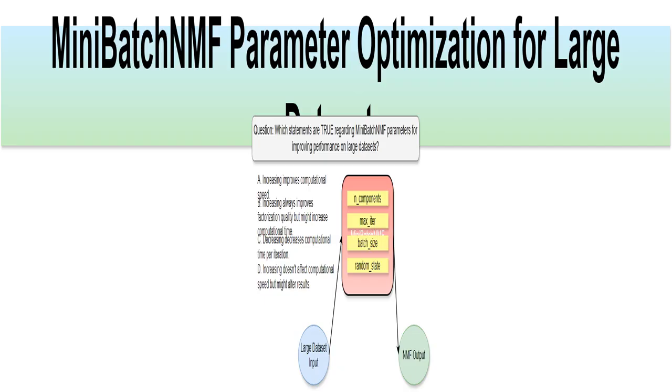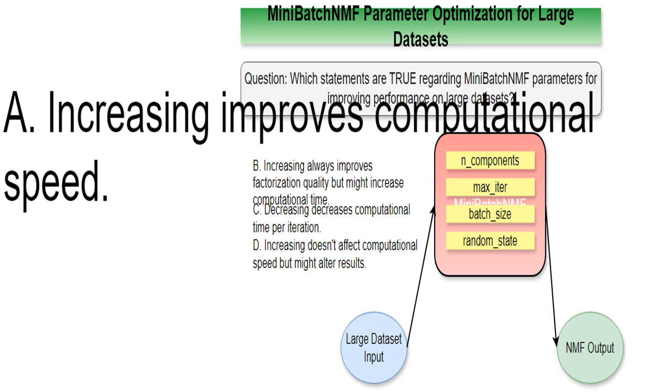This statement is incorrect. Increasing NCOMPONENTS, the number of features you're trying to extract, actually makes the computation much harder. More features mean more calculations, leading to slower processing. This is also false.